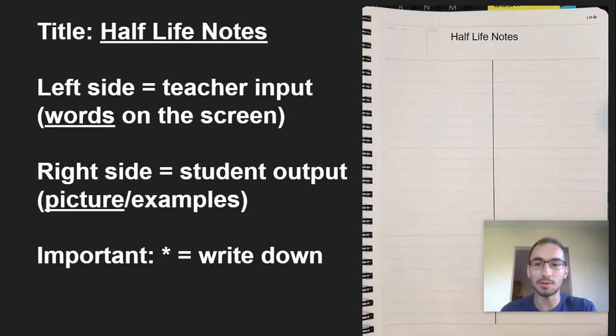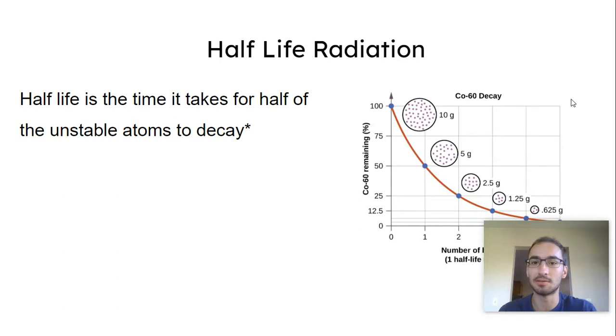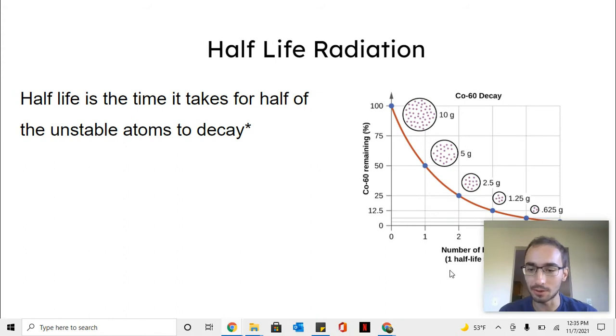Here is what we're doing today. We're going to be taking notes on half-life, and you're going to be doing some calculations. Okay? So the first thing I want you to know is half-life is mainly for radiation. We're going to be talking about it in the context of atoms. So half-life, you need to know, is the time it takes for half of the unstable atoms to decay. And we also have a graph here of what that looks like.